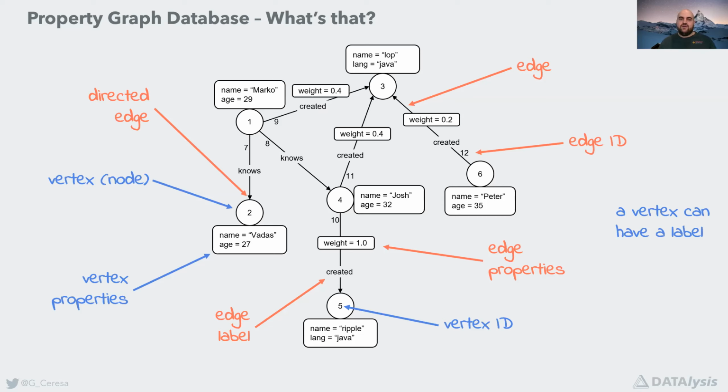In this case, we can see on the left side, we have Marco knows Vadas. Because there is an edge with an arrow, it means that Vadas in this graph does not know Marco. So it's not bidirectional, it's really a single direction thing. This is what a graph is.